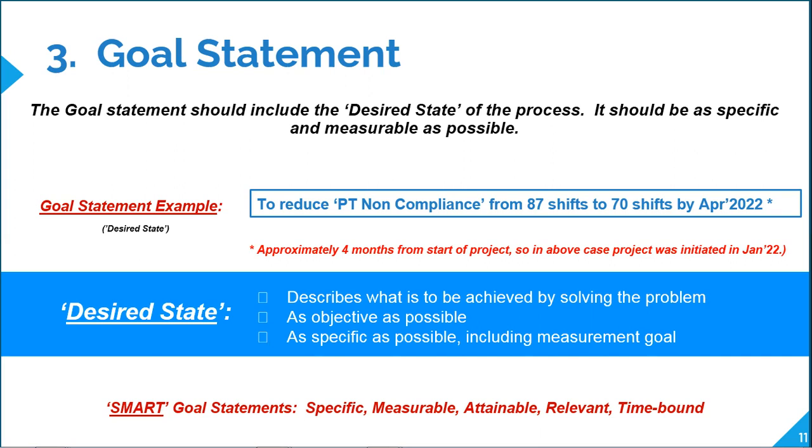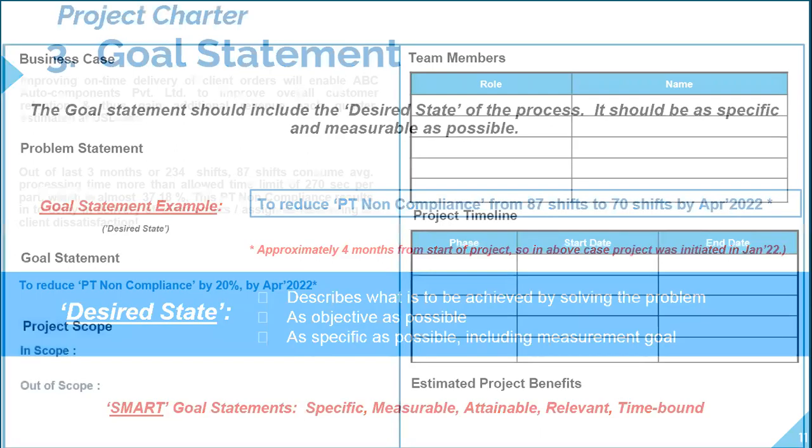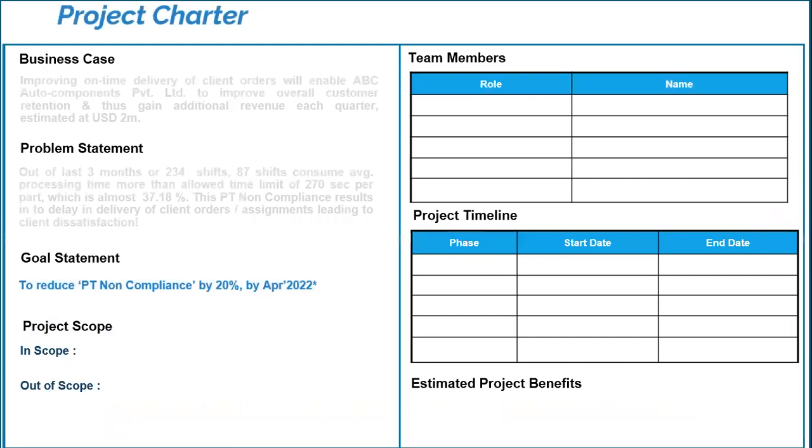Let's go to see an example of how a goal statement looks in a project charter. So in the left side of a project charter, we had the business case at the top left corner. Then we had the problem statement, and now the goal statement: to reduce PT non-compliance by 20%. That is from 87 shifts to roughly 70 shifts by April 2022. So that's about the goal statement. Let's go to the next slide.